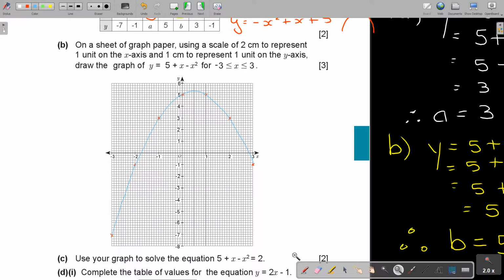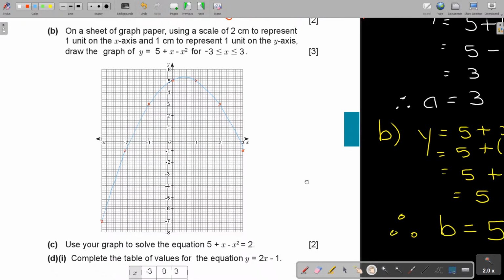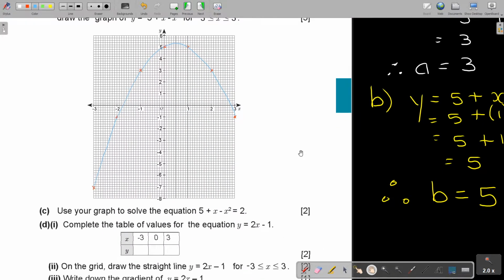Okay, there's my graph. And please, you must plot all the points, otherwise you will not get your free marks. And then you must draw a curve freehand. And now they start with the questions. And if you're going to work through my blocks, you're going to find so many nice questions. So, use your graph to solve the equation.